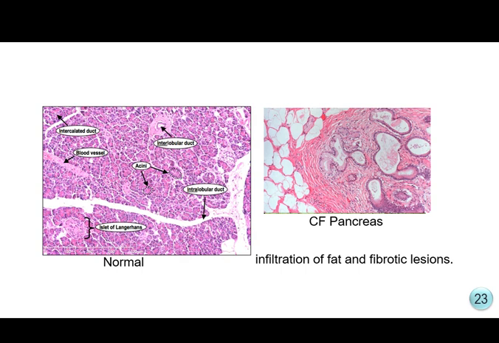I forgot. Okay, so you can see the mucus building up inside the lumen of the duct. That is the mucus.